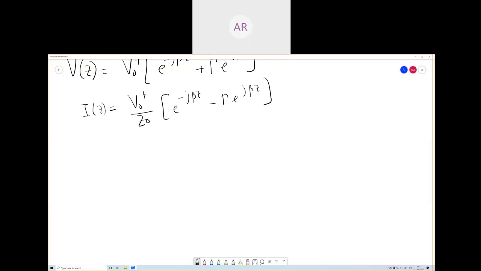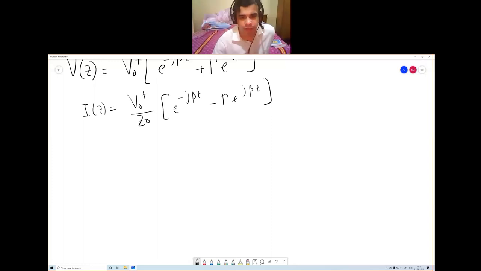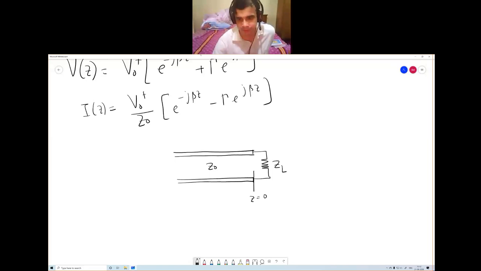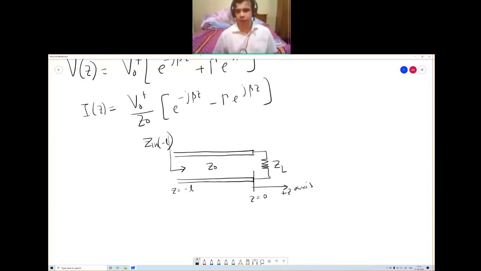Now, let us consider a lossless transmission line which has a characteristic impedance of Z0. And there is a lumped load here whose impedance is Zl. This point is z equal to 0, and this is the plus z axis. Now, at this point, we would like to calculate the value of Zin at z equal to minus l. The value of z at this point is minus l. Okay. To understand the question first, did you understand the question?